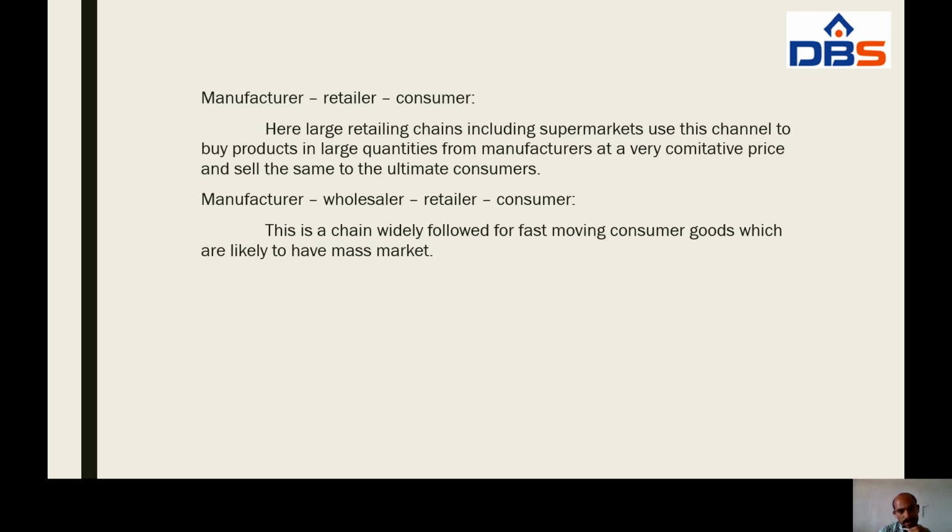And the fourth one is manufacturer, wholesaler, retailer, consumer. This is a chain widely followed for fast-moving consumer goods which are likely to have a mass market. In the channel, we see wholesalers and retailers.